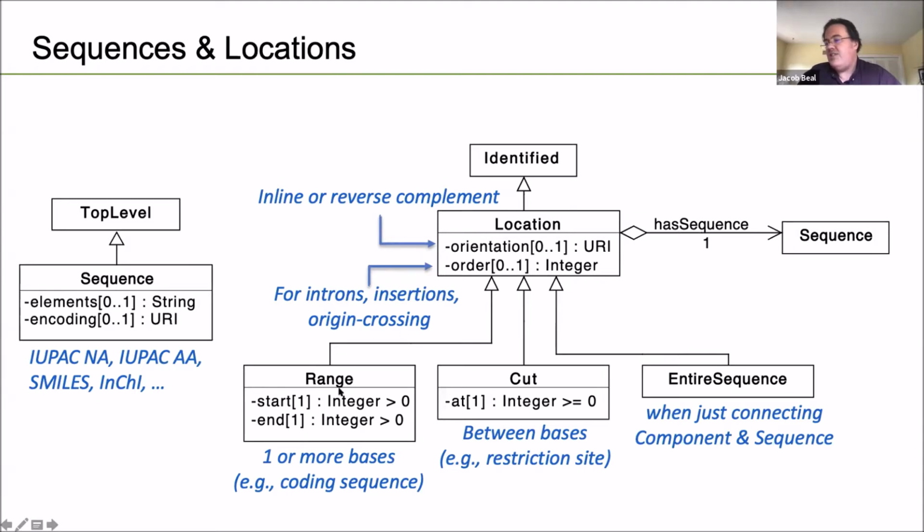There's a few different classes. You can be talking about ranges, so like where is the GFP? You can be talking about cut sites, like where is that EcoRI actually going to break things? Or you could be talking about referring to the sequence in general. This order field, we won't talk about it much here, but this is what you can use for representing things like introns, insertions, or when a sequence wraps around and crosses the origin. That allows you to describe something as being located, split up between a bunch of different spots.